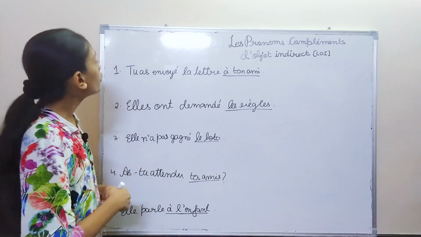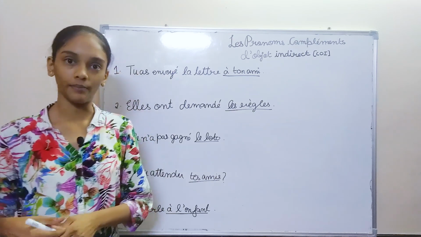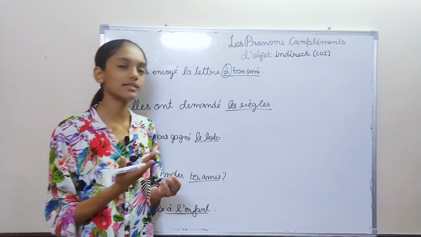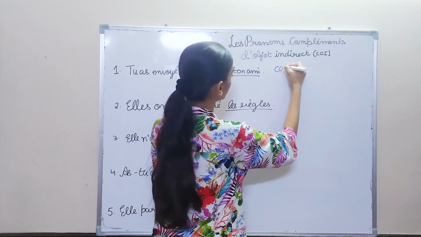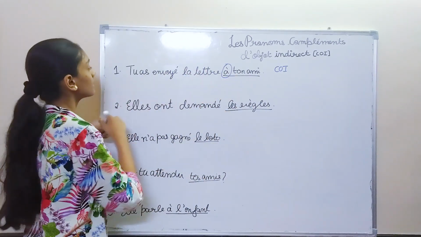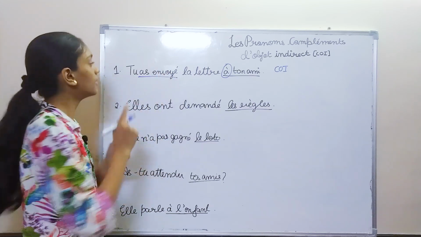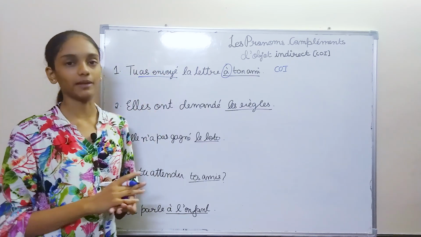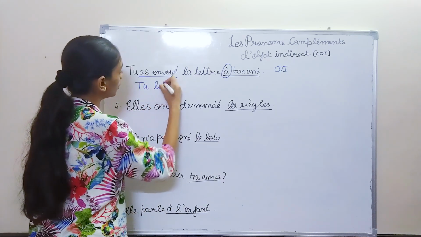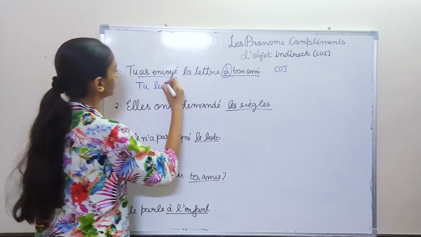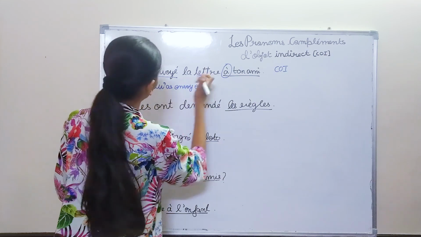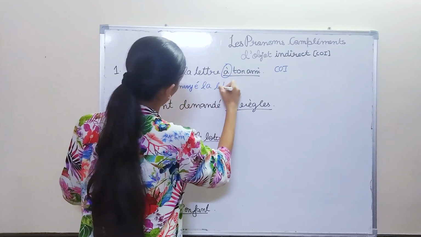So first one, tu as envoyé la lettre à ton ami. You can see we have à over here, which indicates that it is COI. So for COI, and just notice this is also passé composé. So before the auxiliary, you will place the pronoun. So the answer would be tu lui as envoyé la lettre.